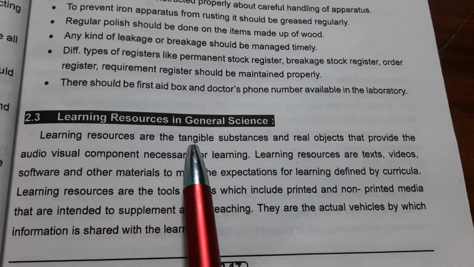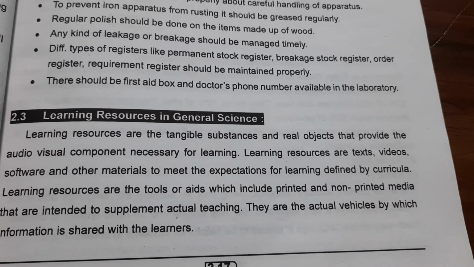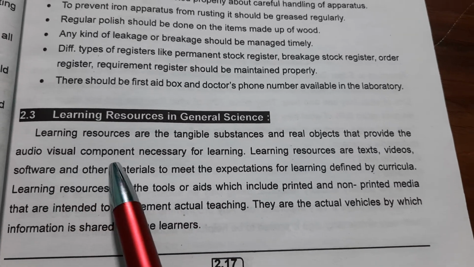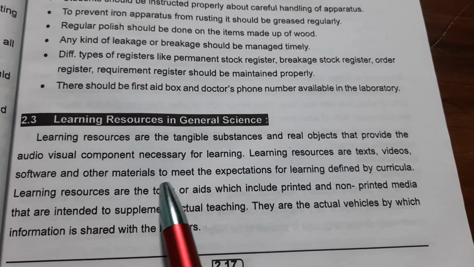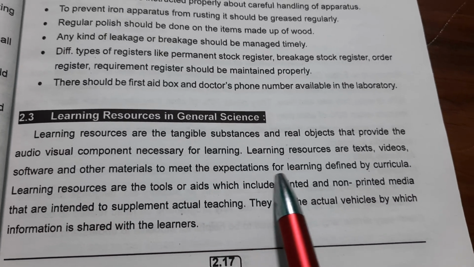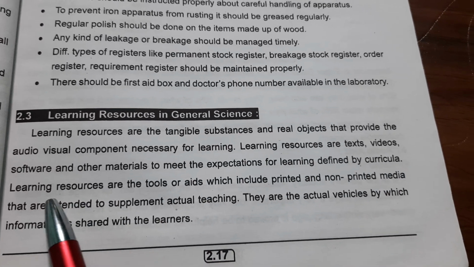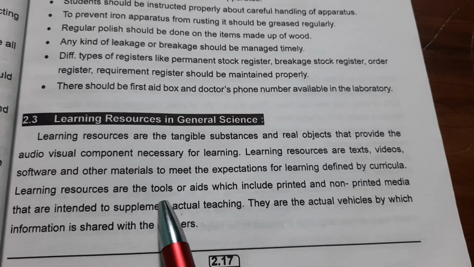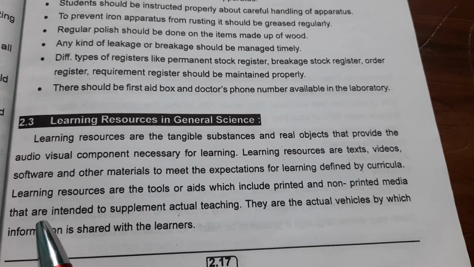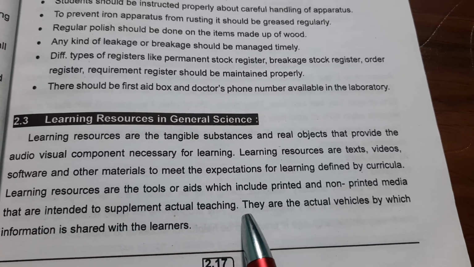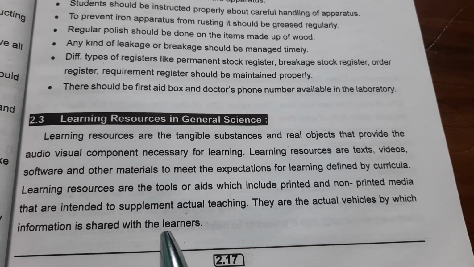Learning resources are tangible substances and real objects that provide the audio-visual component necessary for learning. Learning resources are text, videos, software and other materials to meet the expectations for learning defined by curricular learning. Curricular learning resources are the tools or aids which include printed and non-printed media that are intended to supplement actual teaching. They are the actual vehicles by which information is shared with the learners.